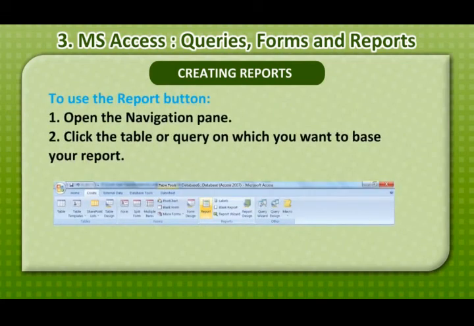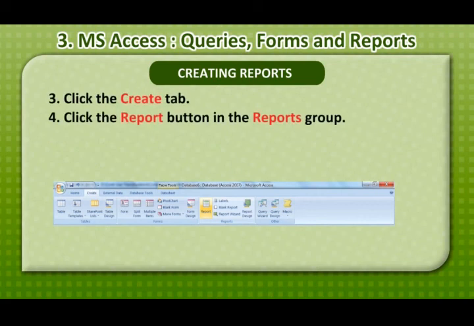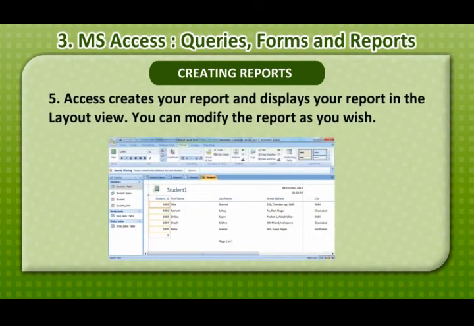You can print your report also. To use the report button, open the navigation pane. You have to click on the table or query on which you want to base your report. Click the create tab, and click the report button in the reports group. Access creates your report and displays it in the layout view. You can modify the report as you wish.